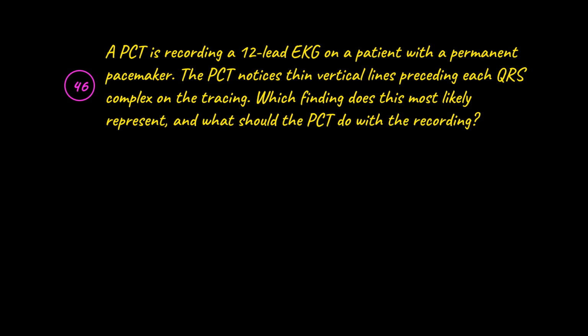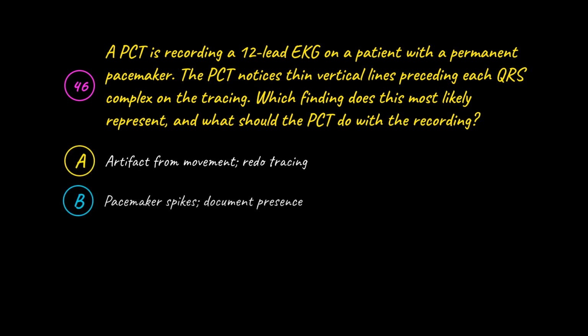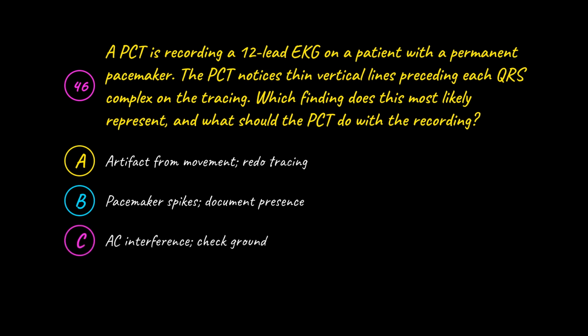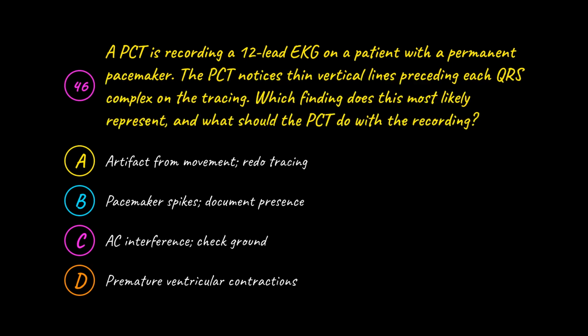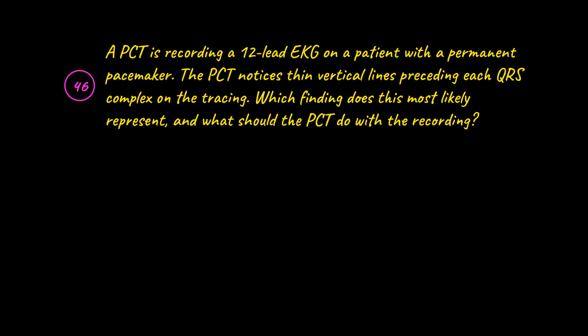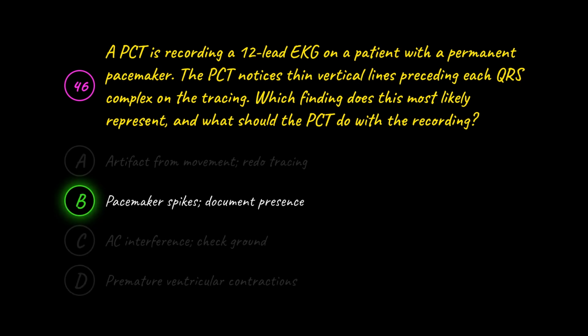Your options are A. Artifact from movement, redo tracing. B. Pacemaker spikes, document presence. C. AC interference, check ground. D. Premature ventricular contractions. Which would you go with? Lock it in before the reveal. The correct answer is B.